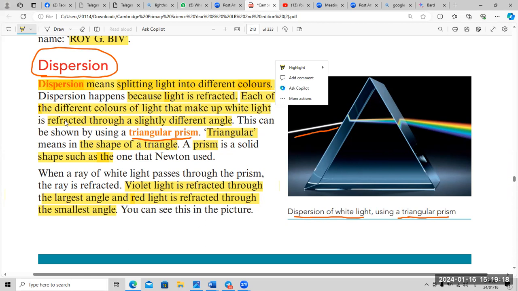This can be shown by using what? What is the name of this tool? A triangular prism. Yes. When a ray of white light passes through the prism, the ray is refracted. Violet light is refracted through the largest angle, and red light is refracted through the smallest angle.